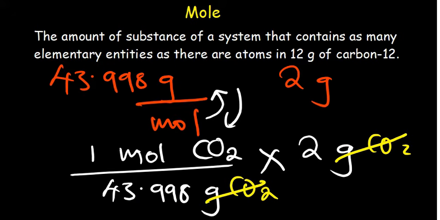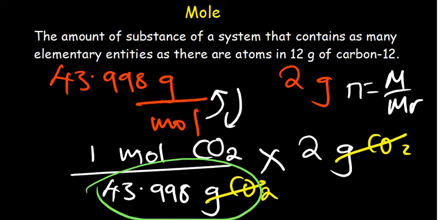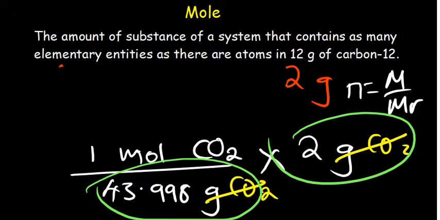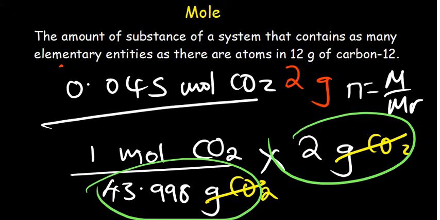So you end up dividing, which takes us to our formula where the number of moles is mass over molar mass, because that's exactly what we are doing. We are dividing the molar mass into the mass. If you divide, your answer is going to be 0.045 moles of carbon dioxide. So that's how easy it is to calculate the number of moles.